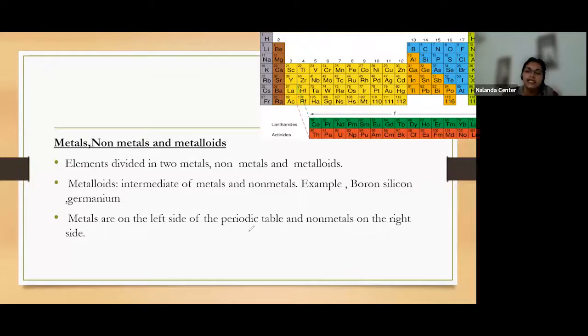Across the period, what happens? We are discussing the metallic character. Across a period, what happens? Nuclear charge increases, right? So the attraction of the nucleus to the valence electron increases, right? So it will be difficult to lose electron. So metallic character decreases.